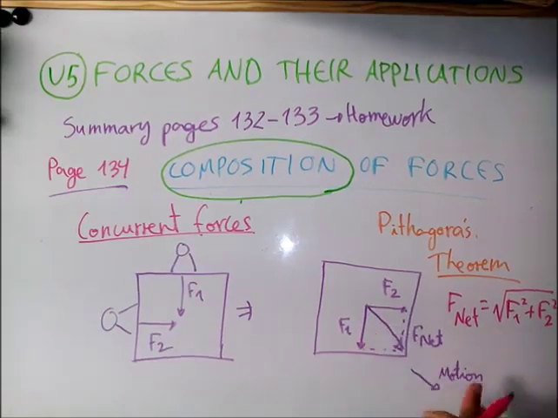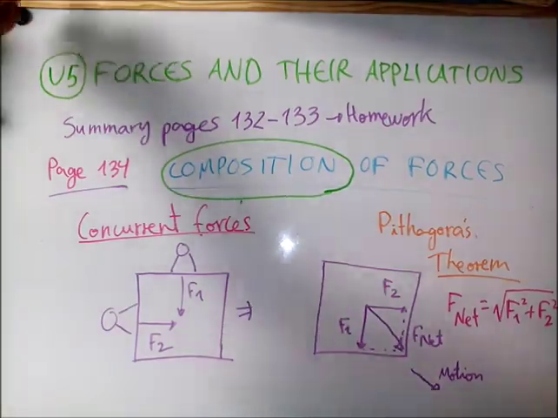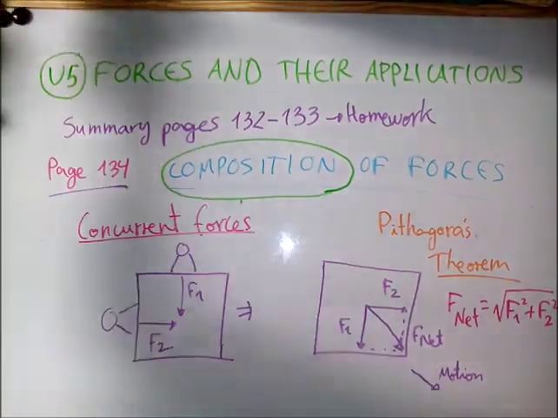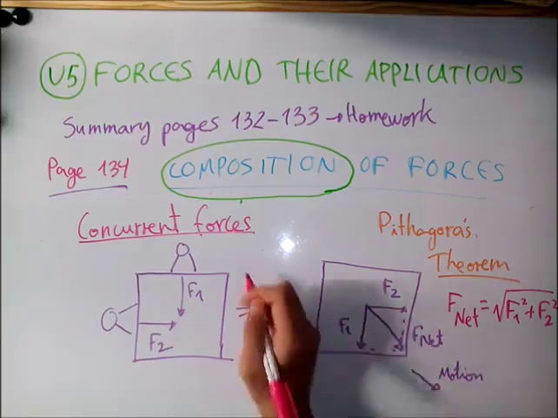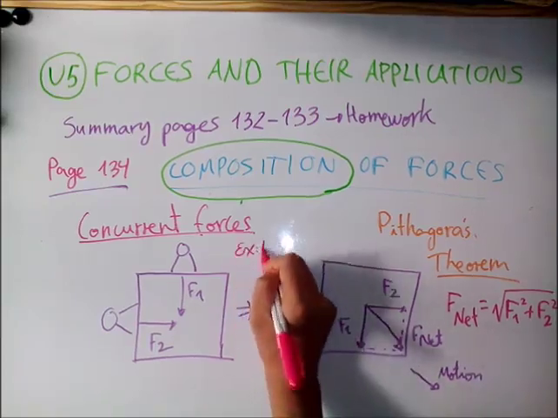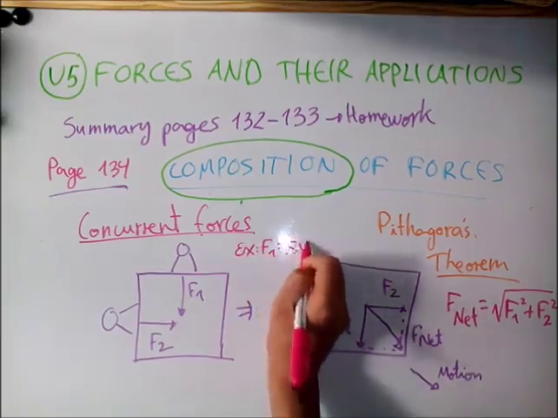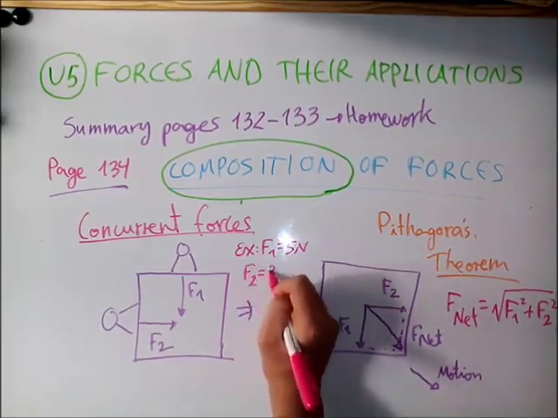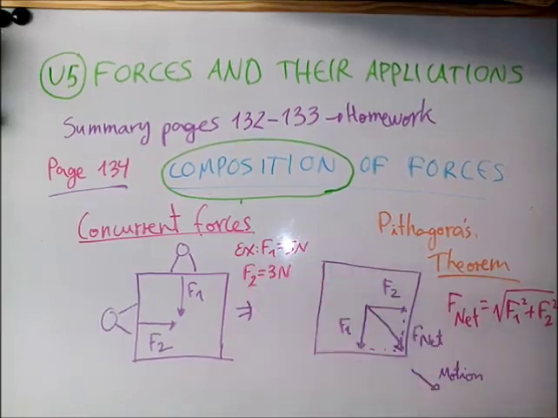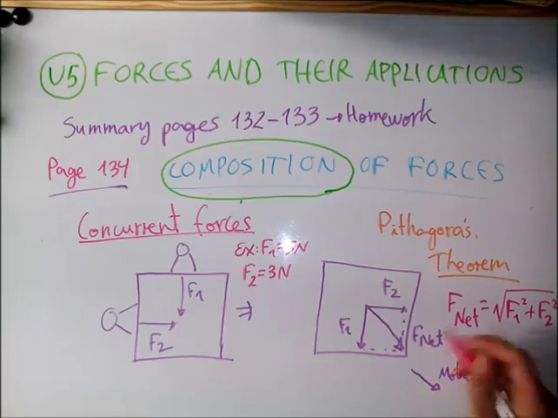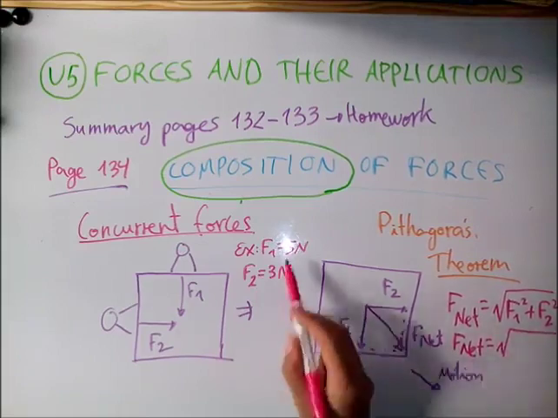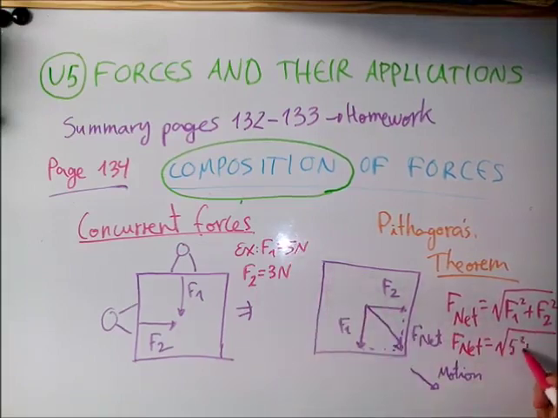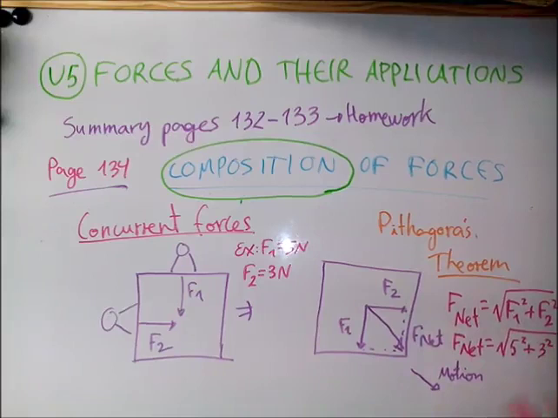This is very important. You know that you're allowed to use a calculator at all times, okay? And you have the value of both sides. So let's set an example. So example, force number 1, 5 Newton, force number 2, 3 Newton, okay? So we're going to do this here. So the net force for our example would be the square root of 5 squared plus 3 squared, okay?